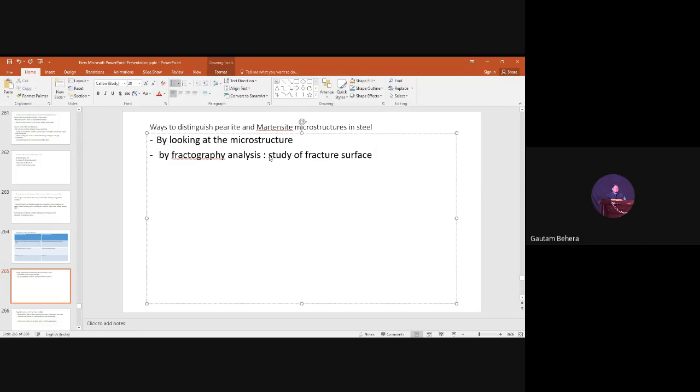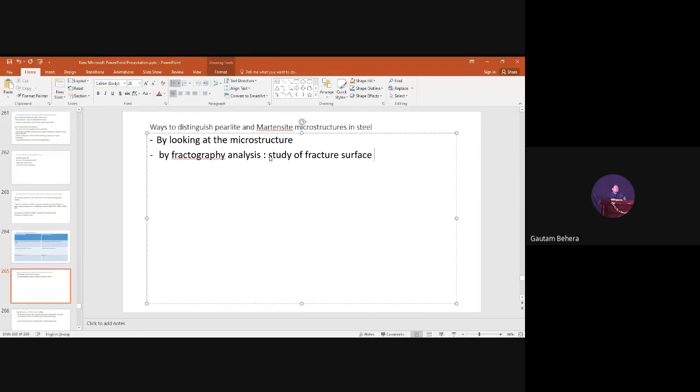Have you people seen a fracture surface? The surface of a fractured material? Have you ever seen it? Okay, basically the ductile fracture looks like dimples, it will appear as dimples.